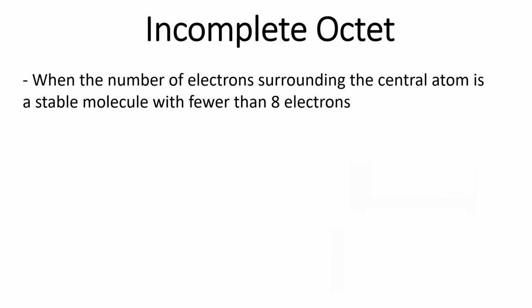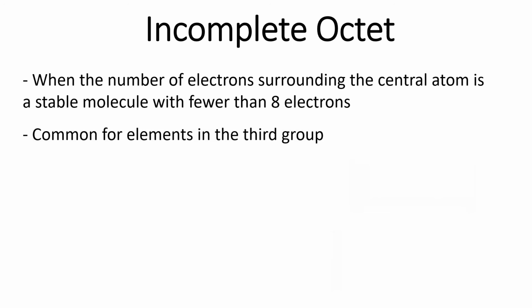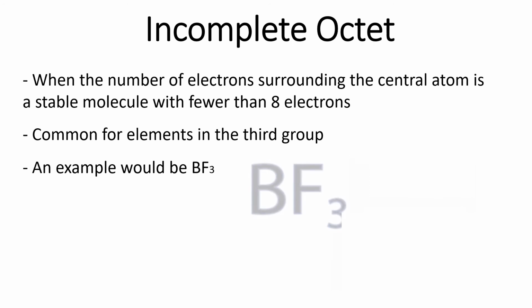You can also have the opposite of this, which would be an incomplete octet. So that's when the number of electrons surrounding the central atom in a stable molecule is fewer than 8. So common for elements in the 3rd group. An example would be BF3. Now what does the 3rd group have? Well, it's got some p orbitals. So there's our BF3, boron trifluoride.